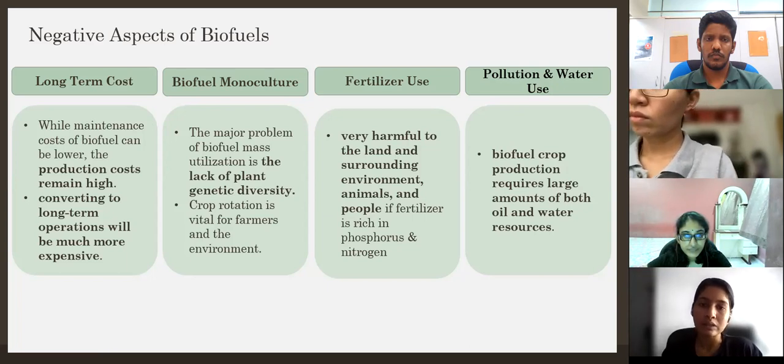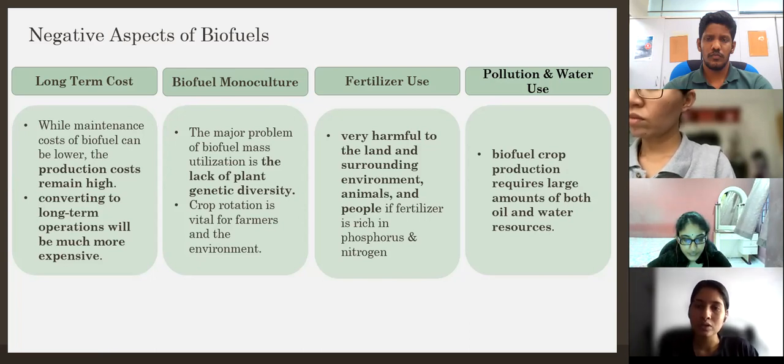Fertilizer is very harmful to the land and the surrounding environment, animals, and people if the fertilizer is rich in phosphorus and nitrogen. And the last point is pollution and water use, because biofuel crop production requires large amounts of both water and oil resources.